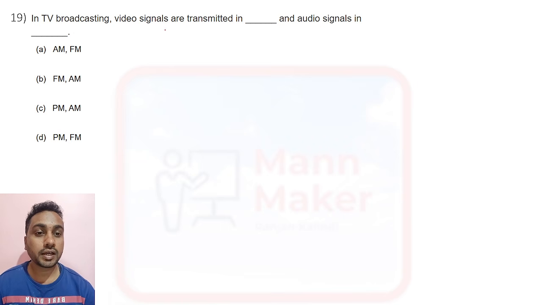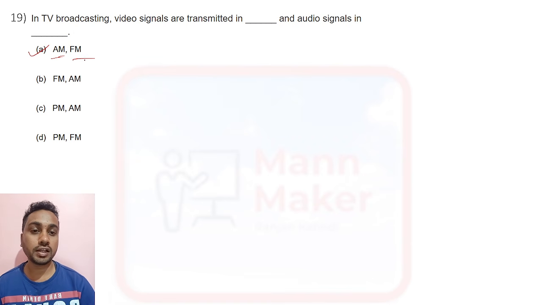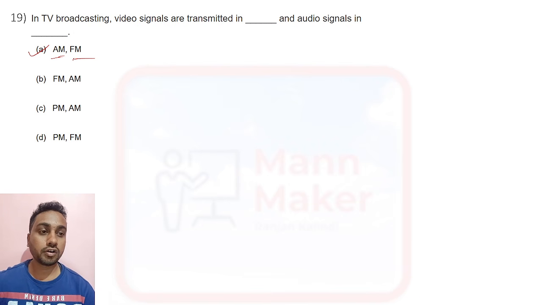In TV broadcasting, video signals are transmitted in dash and audio signals are transmitted in dash. So for video signal we are using AM and for audio signal we are using FM. Option A is the right answer. Amplitude modulation we are using for video signal and for audio signal we are using frequency modulation.